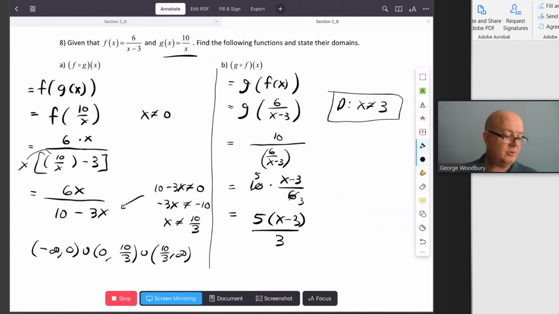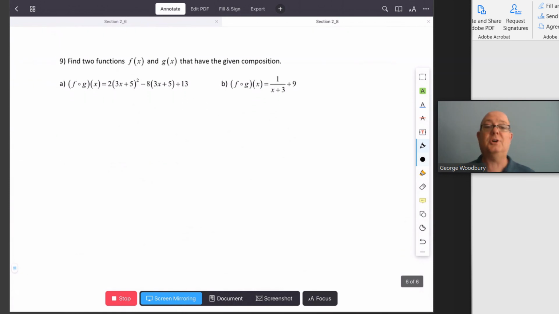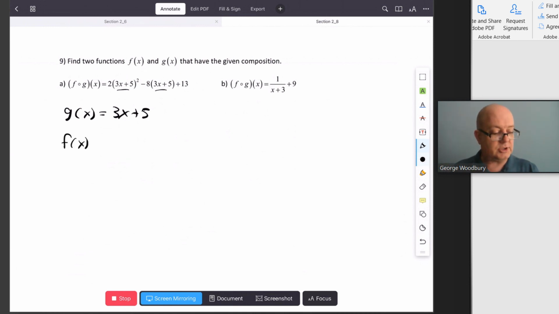This is kind of working it backwards. I'm going to give you a function, and I want you to tell me two functions that could be combined to give this. So the inner function is g of x, the outer function is f of x. And when I look at example A, look at what I see on the inside. That's 3x plus 5. That's my function g of x. Now, if I were to replace that just by x, that'll tell us our outer function, which would be 2x squared minus 8x plus 13. Right? Replacing this and this with an x.